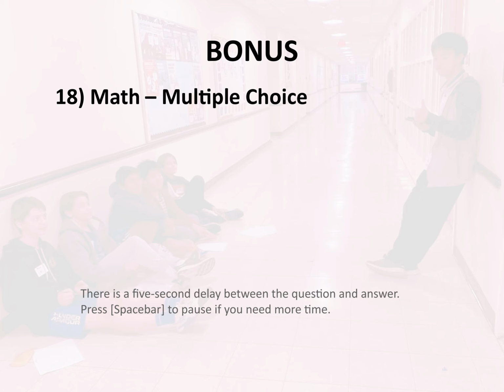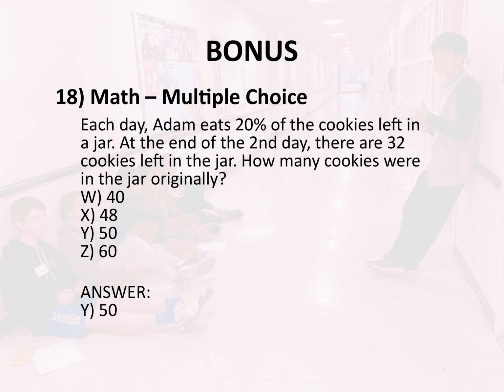Bonus 18. Math, multiple choice. Each day, Adam eats 20% of the cookies left in a jar. At the end of the second day, there are 32 cookies left in the jar. How many cookies were in the jar originally? W. 40. X. 48. Y. 50. Z. 60. Answer: Y. 50.